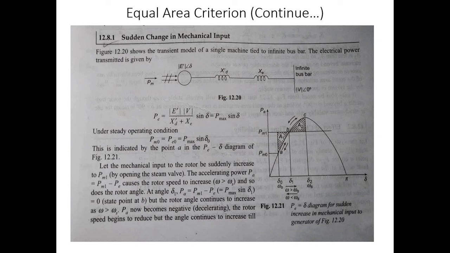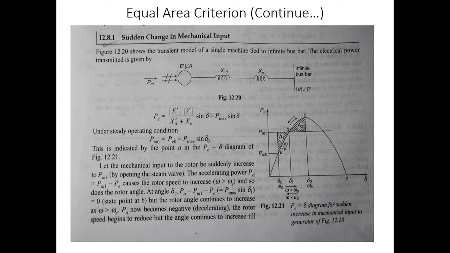Now we'll go through the diagram for sudden change in the mechanical input. It is the graph between electrical power and del. So P is the electrical power. Initially the input power is PM0, which is at a rotor angle of del 0. But whenever the power is suddenly increased from PM0 to PM1, the rotor angle changes from del 0 to del 1. Then A1 is the area of acceleration and A2 is the area of deceleration.